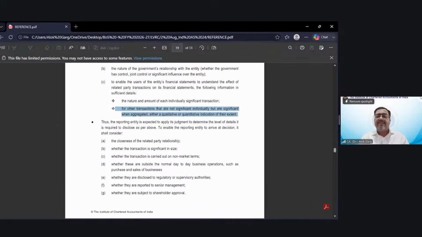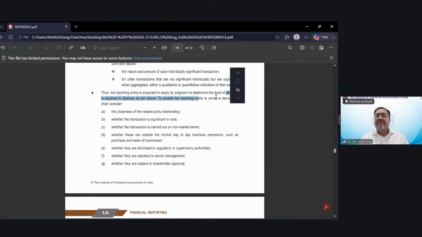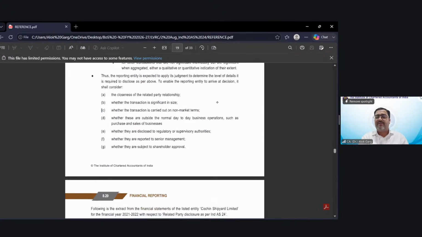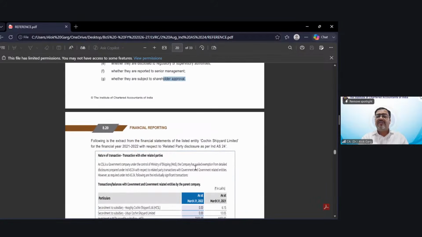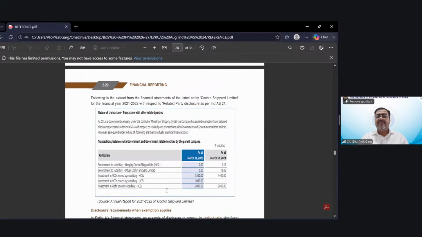Thus, the reporting entity is expected to apply its judgment to determine the level of detail to disclose. To arrive at a decision, it should consider the closeness of the related party relationship, whether the transaction is significant, whether it is carried out on non-market terms, whether it is outside the normal day-to-day business operations such as purchase and sale of a business, whether it is disclosed to regulatory or supervisory authorities, whether it is reportable to senior management, and whether it is subject to shareholder approval. So these things are required to be disclosed.